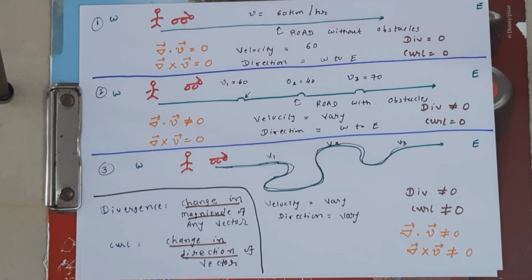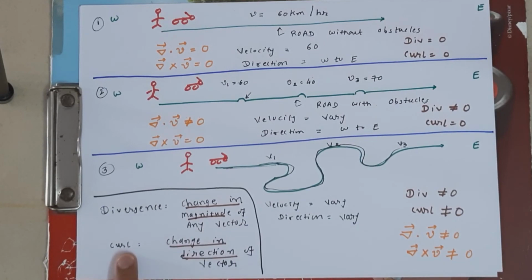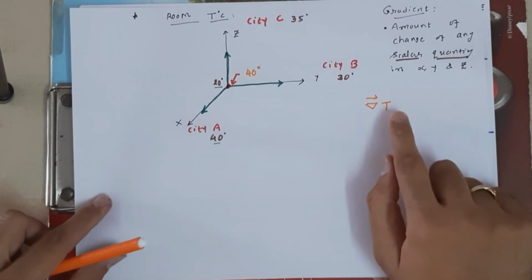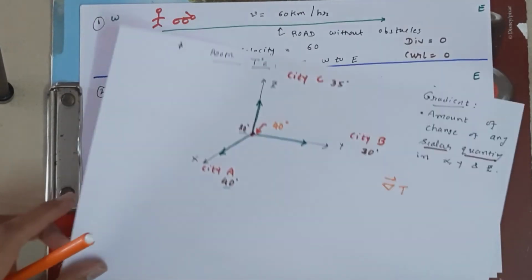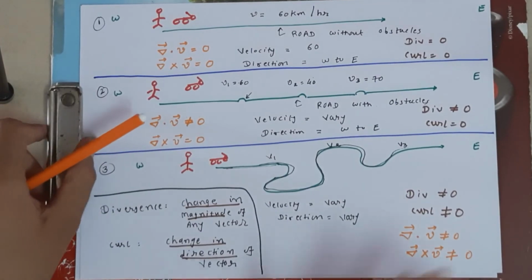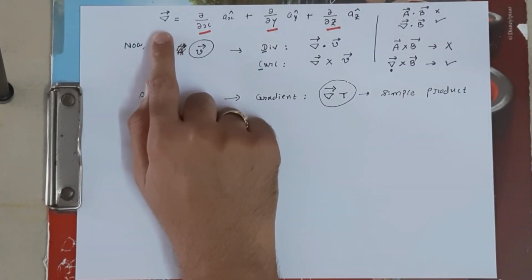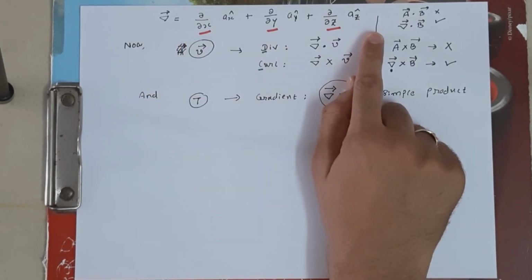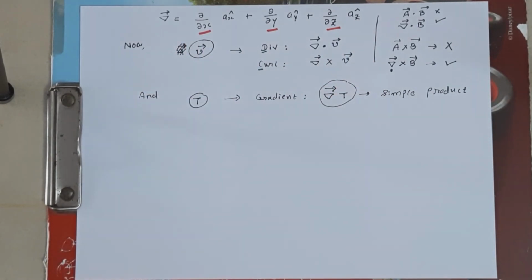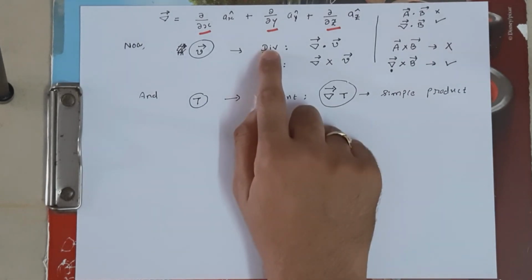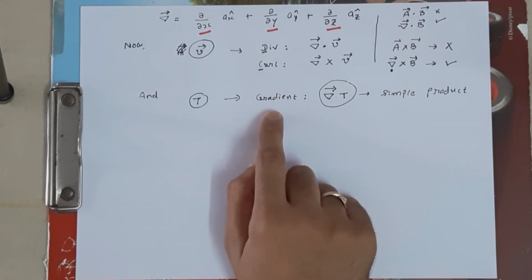Again, I have to repeat what divergence is. Divergence means change in magnitude of any vector quantity, curl means change in direction of any vector quantity, and gradient means how much your scalar quantity changes in the x, y and z direction. Here I have to just write the equation of the del operator. Clear? Now in the next lecture we will discuss the equations of divergence, curl and gradient in all the coordinate systems.